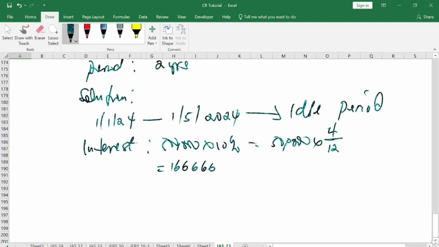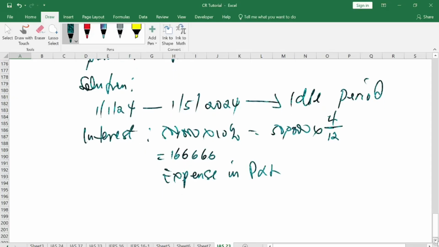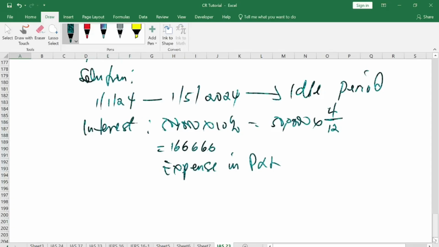You will expense this one in the profit and loss account, in the P&L straight away. Now, when did the company begin using the money? The company started using the money from 1st May.